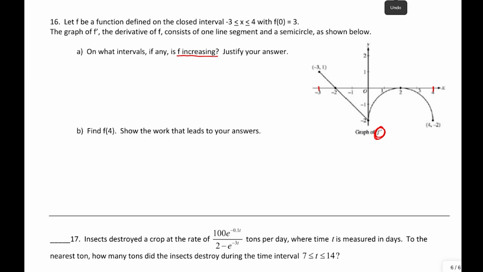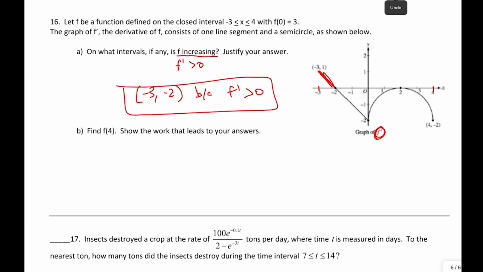So in order for f to be increasing, that means the slope has got to be positive, meaning f prime has to be positive. So if we're looking at the graph of f prime, the only place where we see that it's positive is right up here. So that's between -3 and 0. So the interval for which f is increasing is going to be from -3 to -2, and that's because f prime is positive. Okay, so the justification is that statement right here.